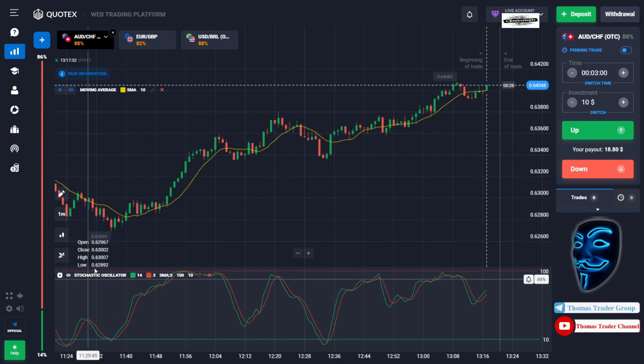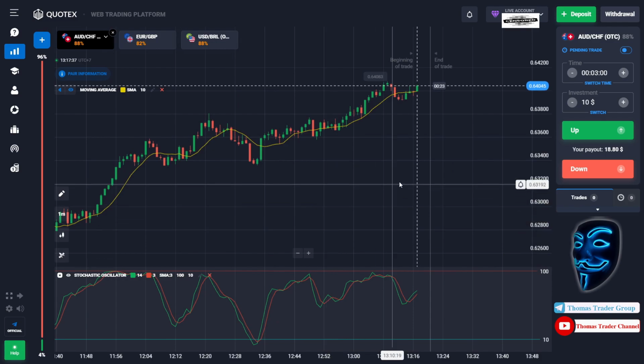And the second indicator, I'm using stochastic oscillator. And over here I'm using 3 minute time frame to open the position. As you can see over here, I'm using 3 minute time frame, and I will start with $10 investment over here, and let's see how much we can get from this $10 investment.